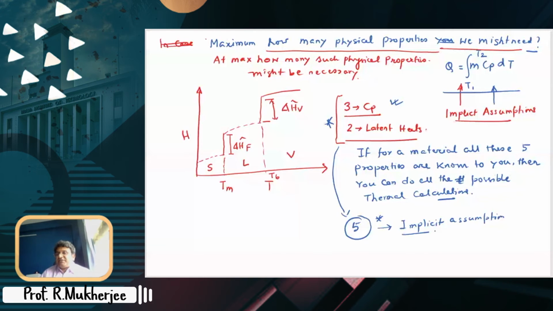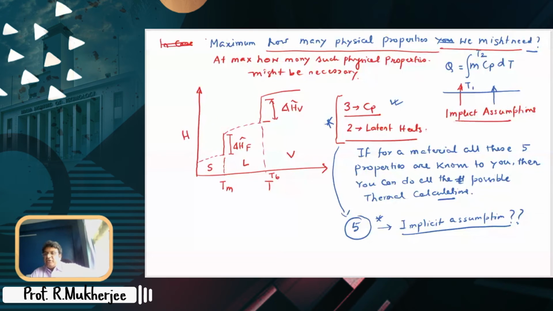What is the implicit assumption there? When we say 5, there is an assumption. Anyone? It's just a test of how sharp you are thinking.